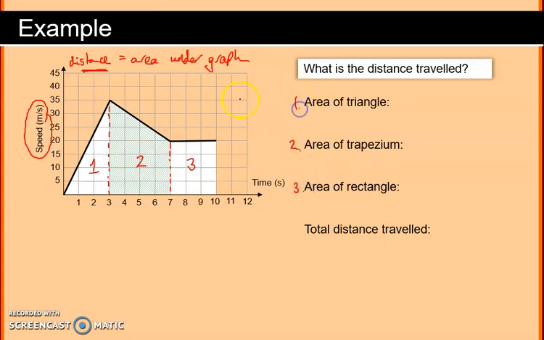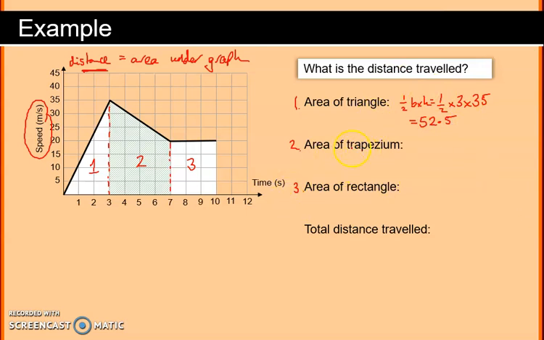Let's do the area of a triangle first. You should remember it's half the base times the height for the area of a triangle. So that's 3 across, and what's that? 35 up. So I'm going to do half times 3 times 35. And that's 105, so that must be 52.5, I'm going to say. Check my maths because it might be dodgy.